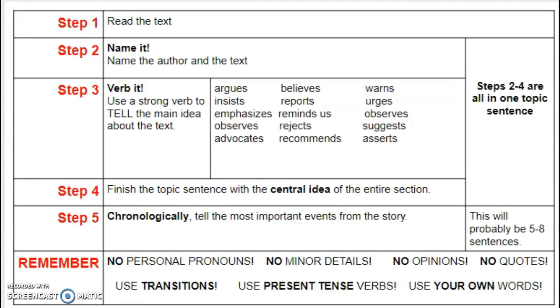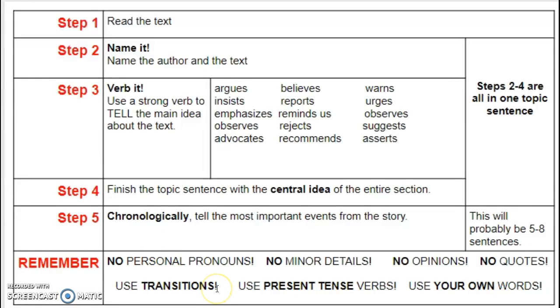So let's review. We have 5 steps to writing an objective summary. I'm going to start by reading the text, then I'm going to name it, and by naming it I mean I'm going to identify the author and the story that I read. I'm going to verb it. I'm using one of those strong verbs. Then I'm ending that topic sentence with the central idea. Then my next 5 to 8 sentences are going to be told chronologically. Now, just a reminder, steps 2, 3, and 4 are all in the topic sentence so that you don't forget. And then step 5 are those 5 to 8 sentences.